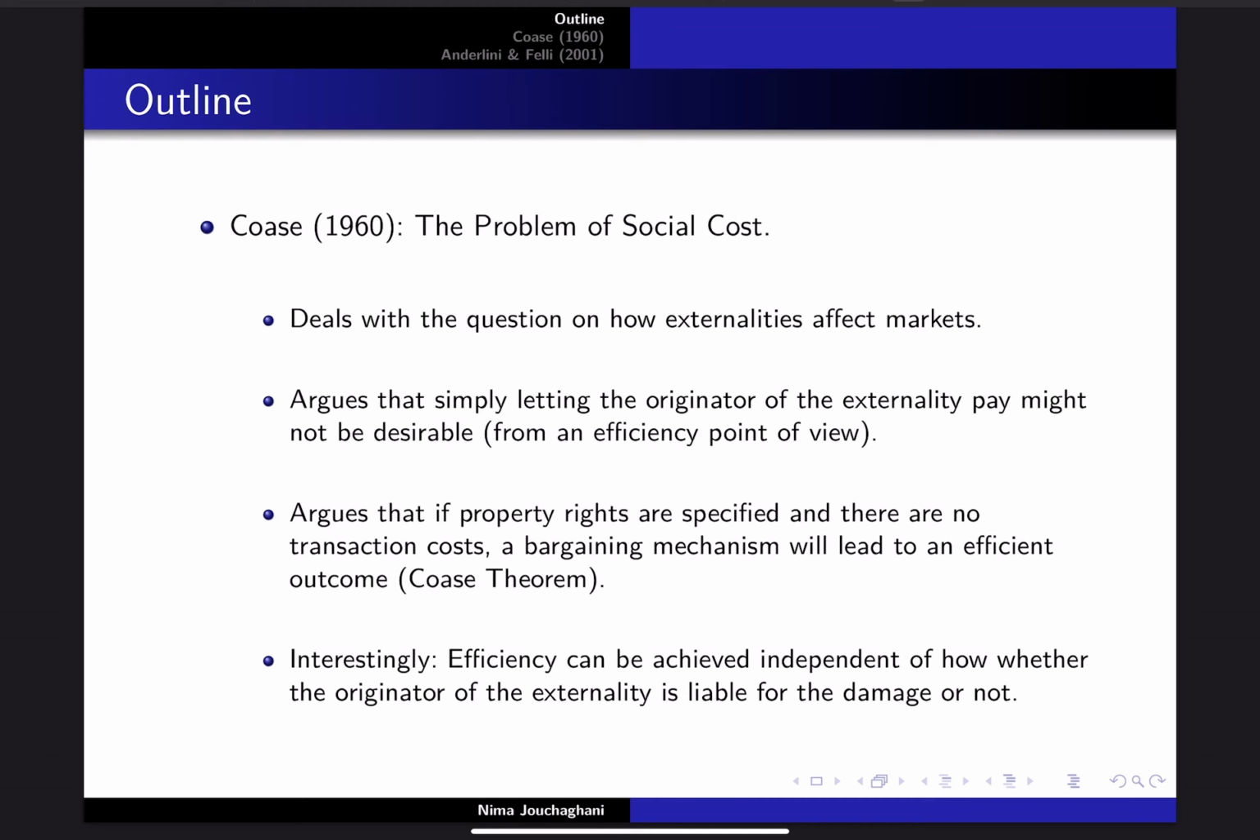The interesting thing about the Coase theorem is that efficiency can be achieved independent of how, or of like, I think this is wrong here.